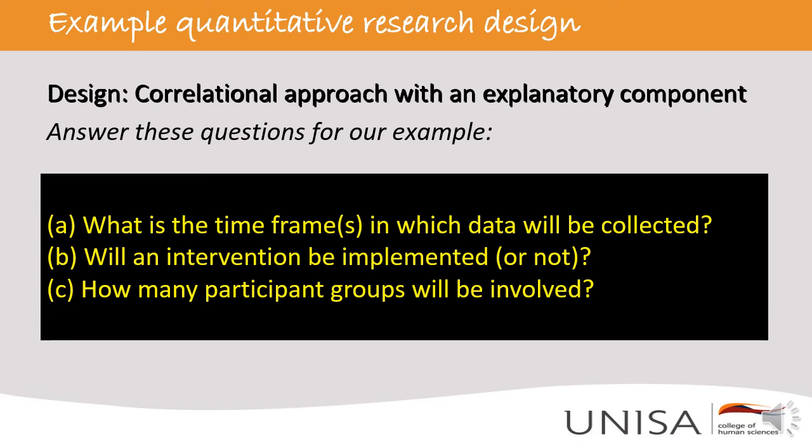Will an intervention be implemented or not? No, there is no need for an intervention, as this is a correlational study. So we are only interested in looking at the relationship between two constructs. And the last question, how many participant groups will be involved? Well, I would say only one group, as you can determine the nature of this relationship in one participant group.